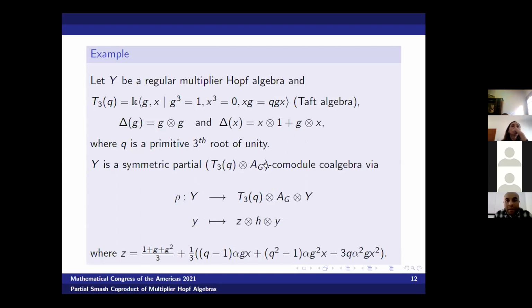Here is another example, but in this case using the Taft algebra. Again, we take some element in the Taft algebra, and we consider the preimage of the same element in the algebra AG, and we have another example.